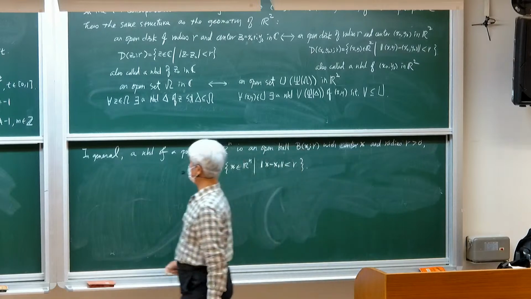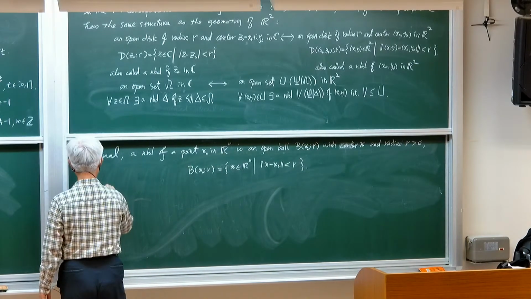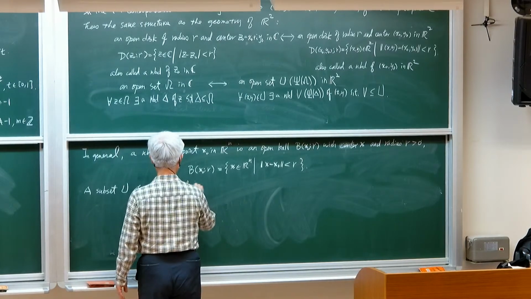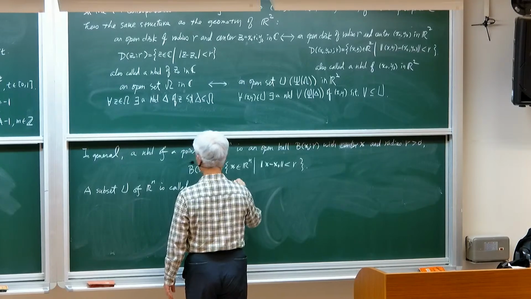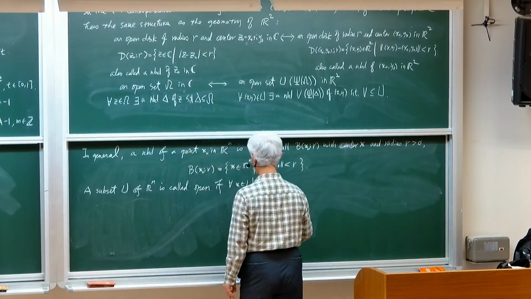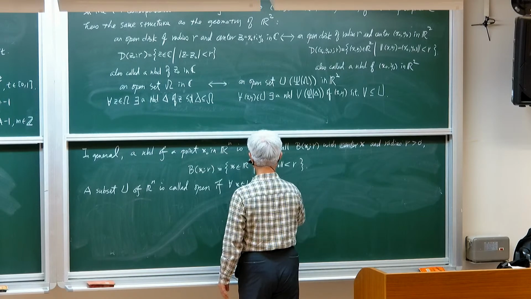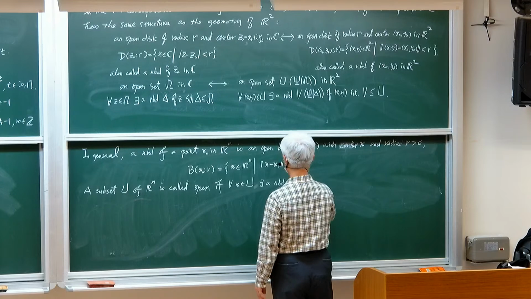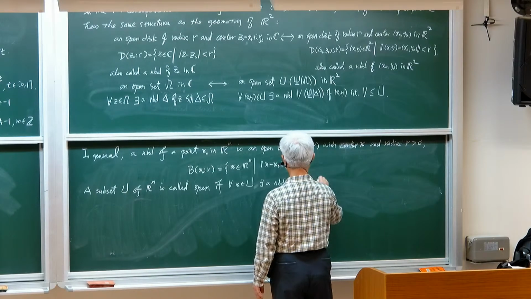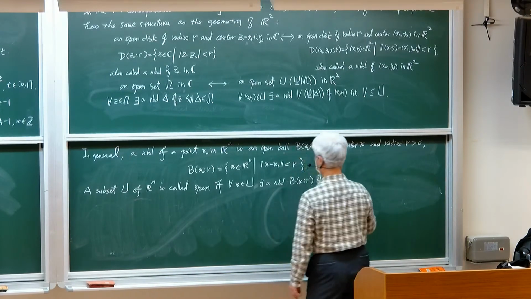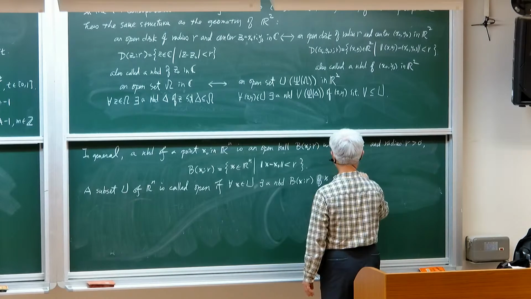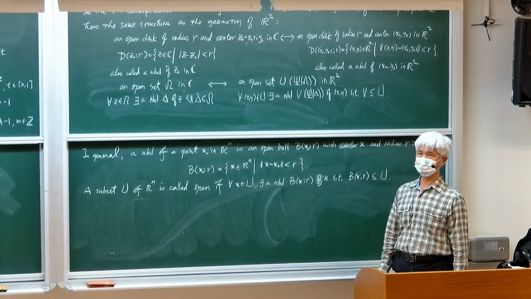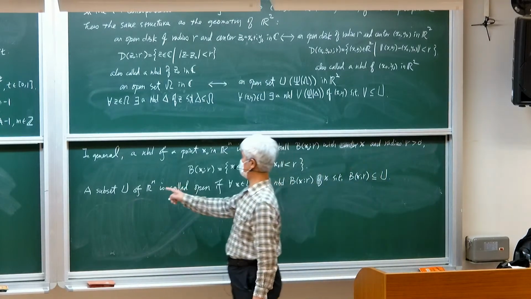A subset U of R^n is called open if for all points x in U, there exists a neighborhood B of x such that this open ball, this neighborhood, is contained in U. Okay, so this is an open set.